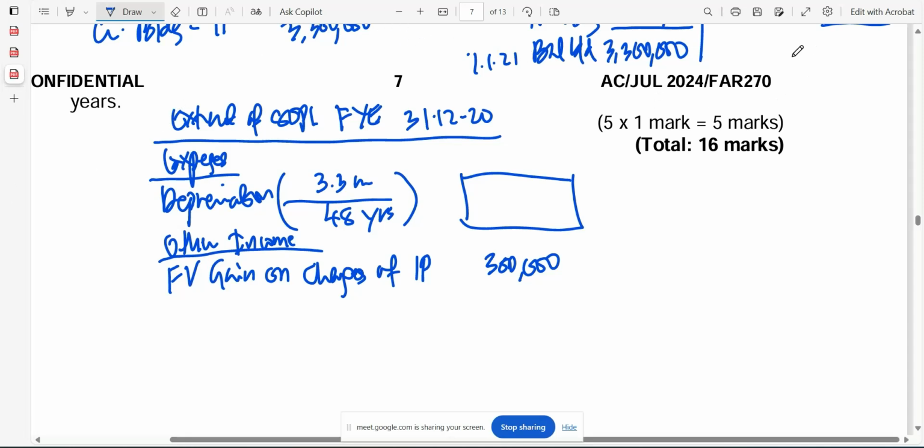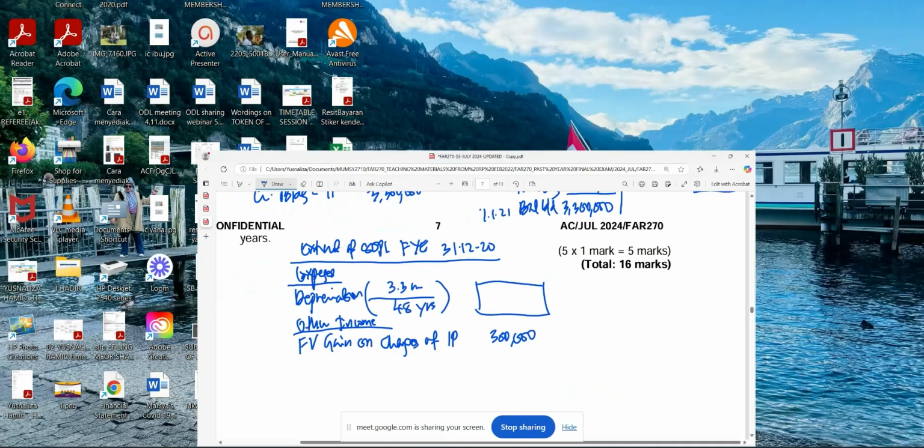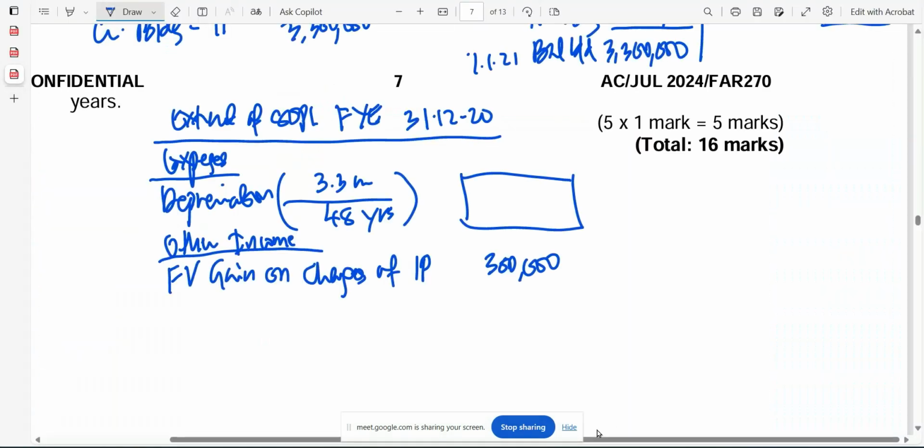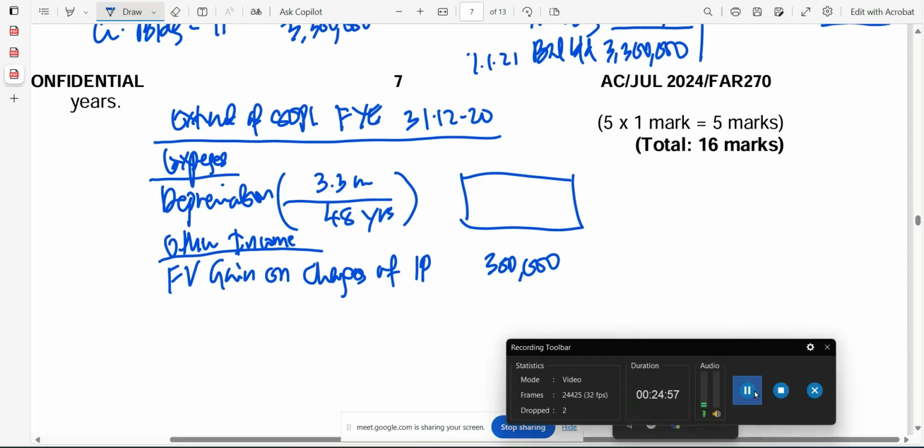Okay, that was for this particular question, which is the transfer from IP to PPE, with the journal entries, with the extract of SOPL, and also with the explanation of accounting treatment. Okay, I'm going to stop this video.